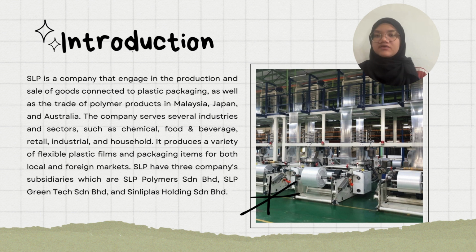SLP is a company that engages in the production and sale of goods connected to plastic packaging, as well as the trade of polymer products in Malaysia, Japan and Australia. The company serves several industries such as chemical, food and beverage, retail, industrial and household. It produces a variety of flexible plastic film and packaging items for both local and foreign markets. SLP has 3 company subsidiaries, which are SLP Polymer Sdn Berhad, SLP Cleantech Sdn Berhad and Cineplus Holdings Sdn Berhad.